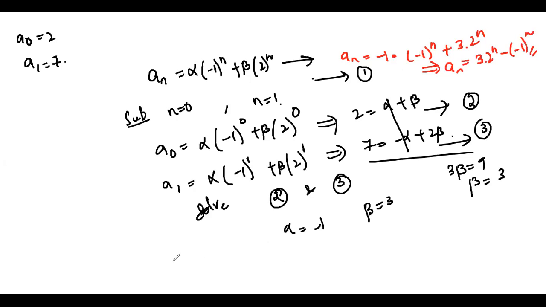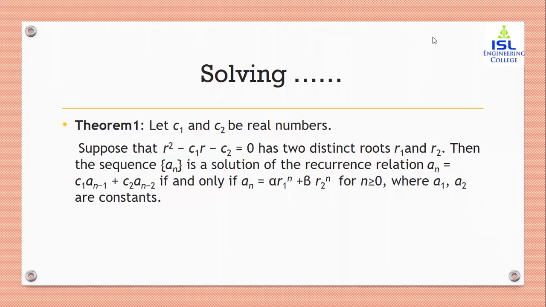The final solution to the recurrence relation, with the initial condition given, is a_n equals 3 times 2^n minus (-1)^n. So this is your solution to the recurrence relation. Let's look at the theorem a bit more clearly.